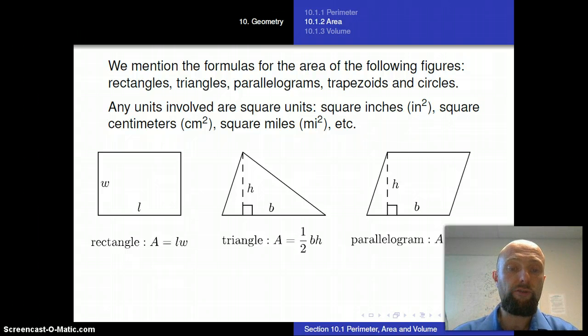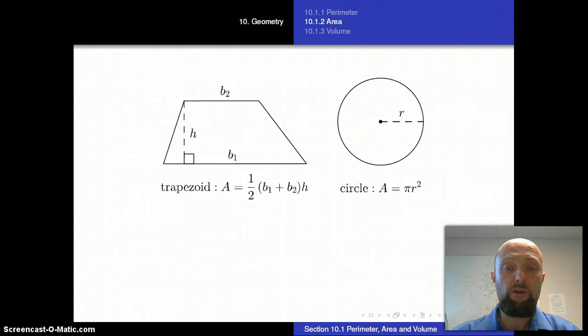The area of a rectangle is the length times the width. The area of a triangle is 1/2 times the base times the height. The area of a parallelogram is base times height. The area of a trapezoid is 1/2 times base 1 plus base 2 times the height. And the area of a circle is pi r squared, where r is the radius of the circle.